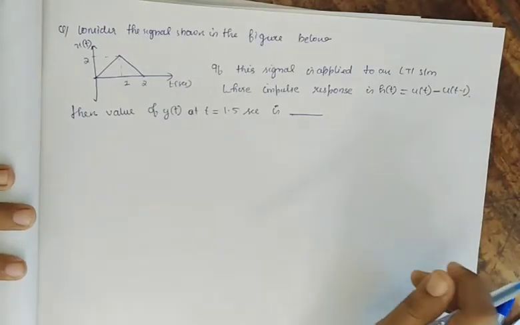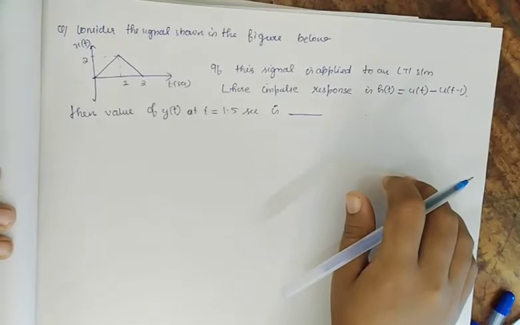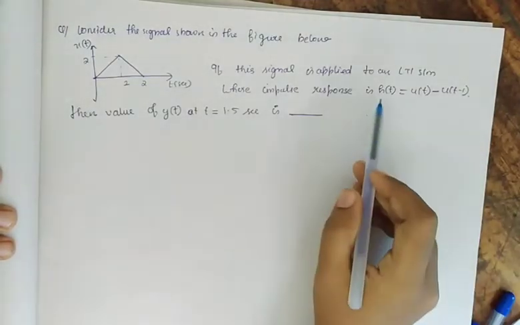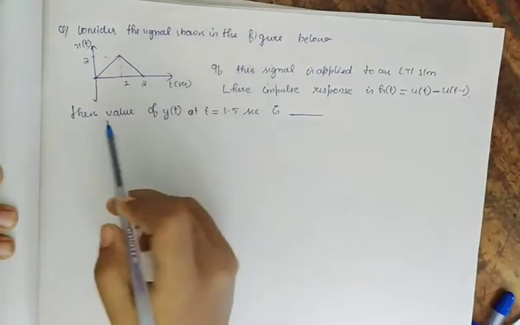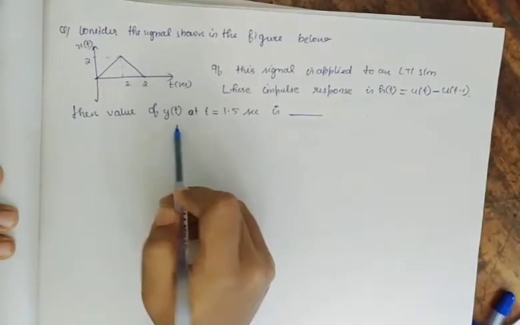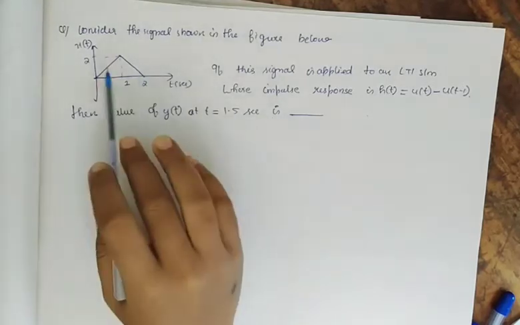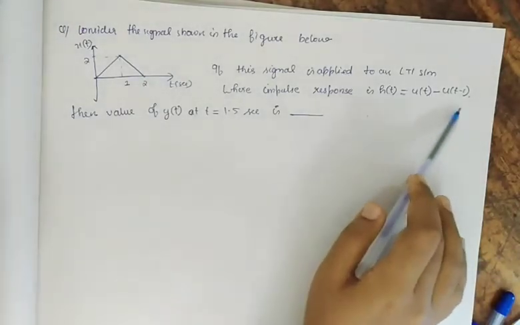Consider the signal shown in the figure below. If this signal is applied to an LTI system whose impulse response h of t is equal to u of t minus u of t minus 1, then the value of y of t at t is equal to 1.5 seconds is. Okay, so this x of t is being passed through a system with impulse response like this.